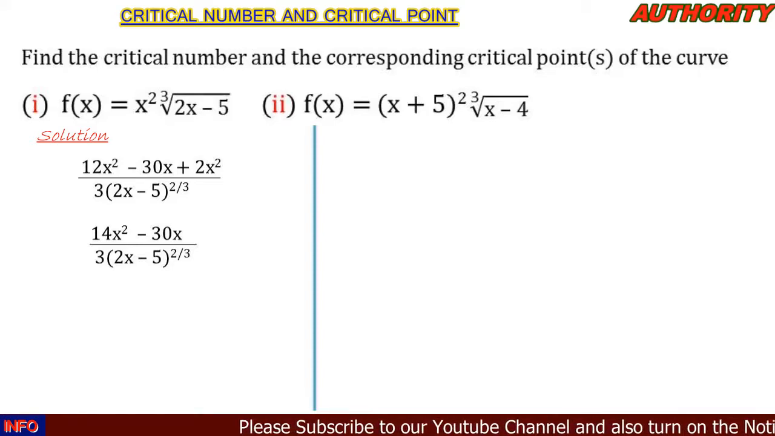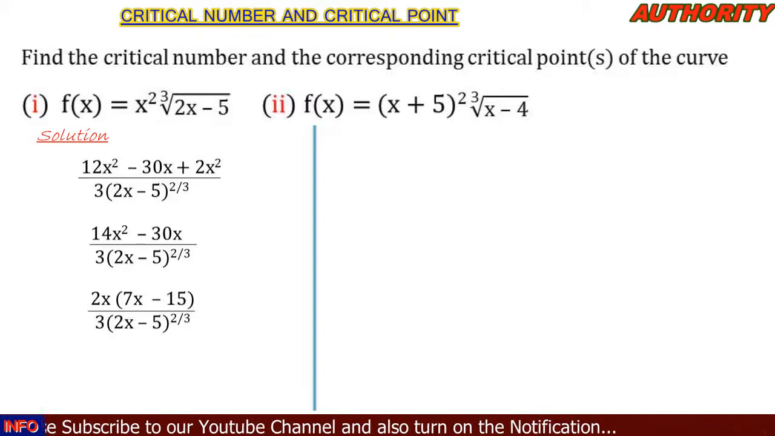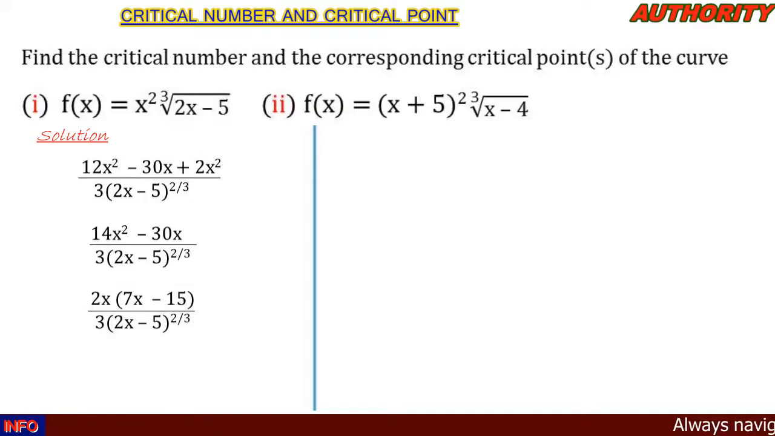Let's factor out 2x. When we factor out 2x in 14x squared, we're going to have 7x remaining. Then when you factor out 2x in 30x, we're going to have 15 remaining. So 2x multiplied by 7x gives us 14x squared, and 2x multiplied by minus 15 gives us minus 30x, all over 3 open bracket 2x minus 5 raised to power 2 all over 3.